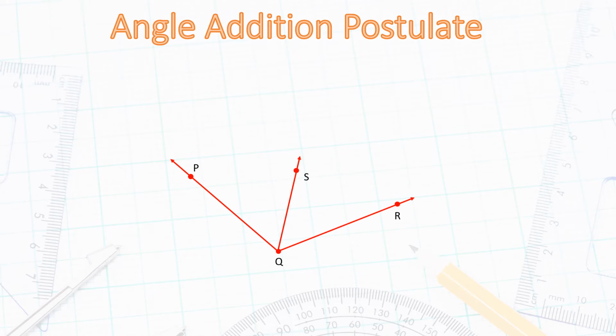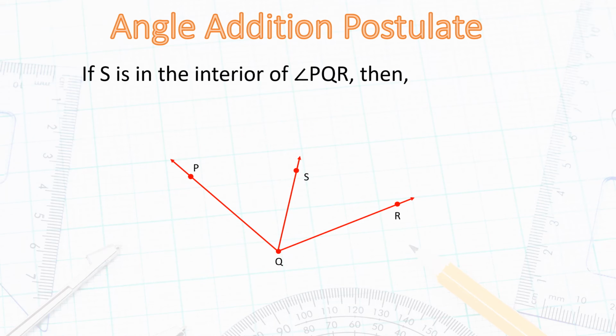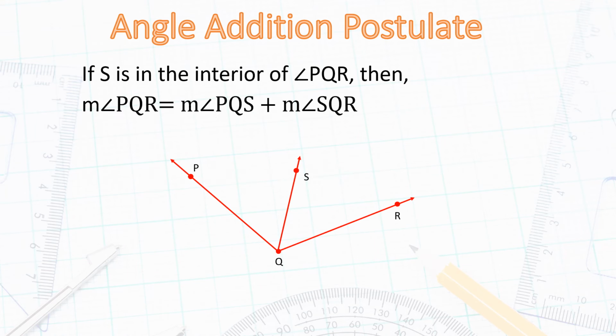All right, a postulate, remember, is something that we accept to be true, and we do not have to prove it's true. It's going to form a foundational building block for our class and any future proofs that we do. So the angle addition postulate says that if point S is in the interior of angle PQR, which it is, then the measure of angle PQR is equal to the measure of angle PQS plus the measure of angle SQR.